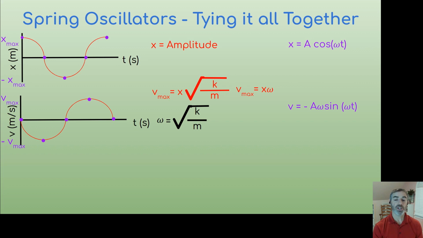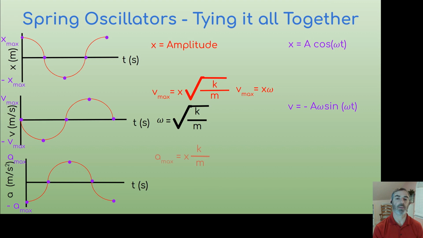Now we look at our acceleration time graph. We derived an equation for the max value to be x times k over m. So there's that k over m term again. We know that omega is the square root of k over m. But if we square both sides of our equation, that's going to get rid of our square root, and give us omega squared is equal to k over m. So that means our max acceleration is just x times the angular frequency squared.